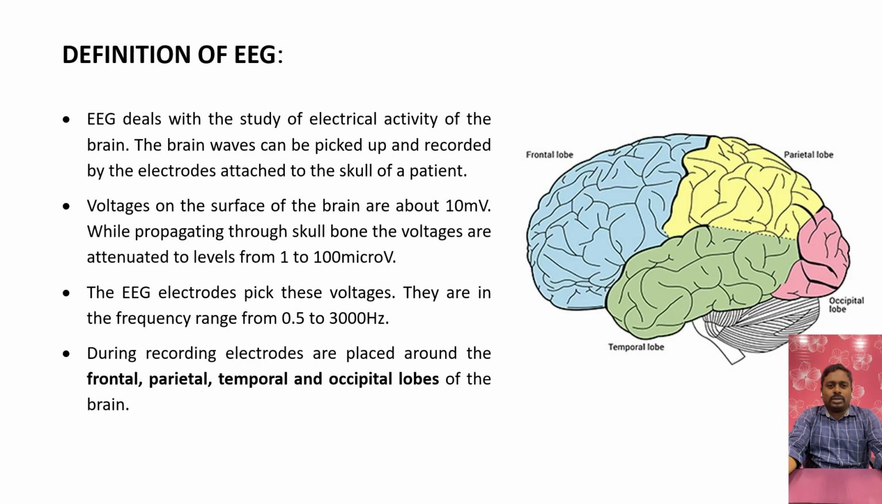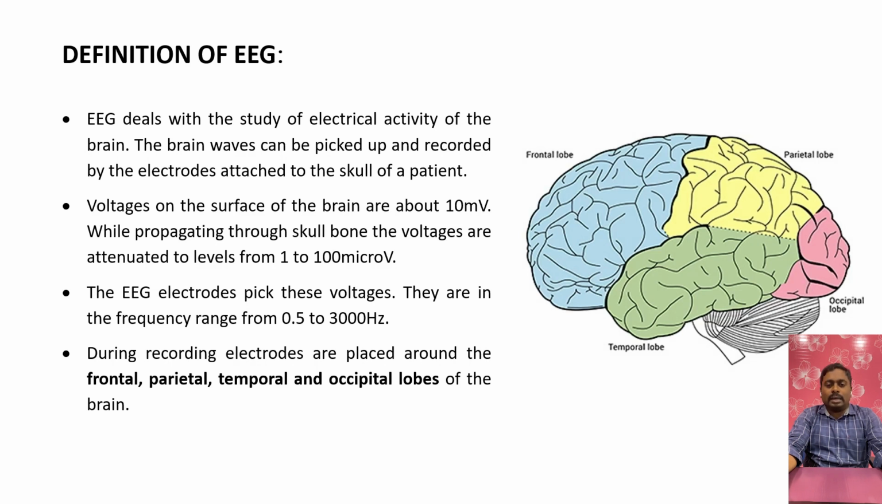The brain waves can be picked up and recorded by the electrodes attached to the skull of a patient. Voltages on the surface of the brain are about 10 millivolts, which, propagating through the skull bone, are estimated to be at levels from 1 to 100 microvolts. The EEG electrodes pick these voltages. They are in the frequency range from 0.5 to 3000 Hz.